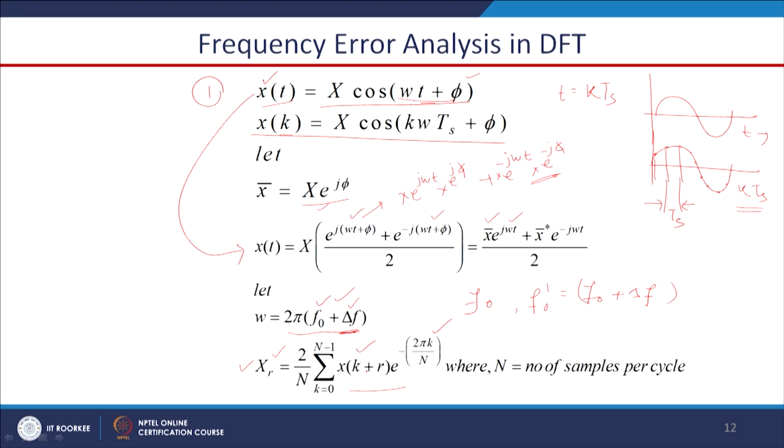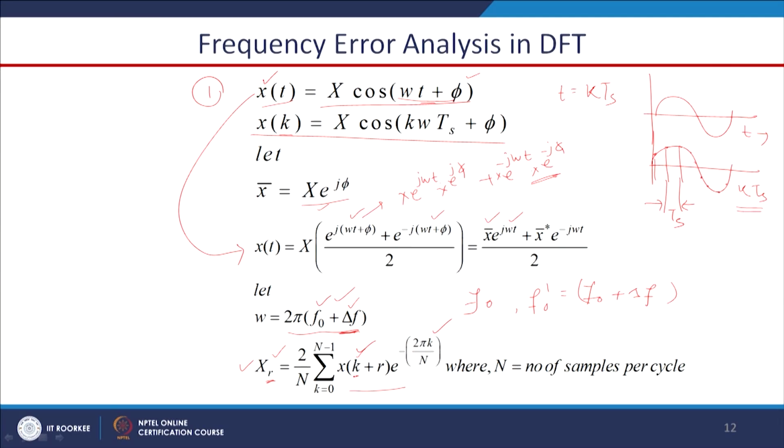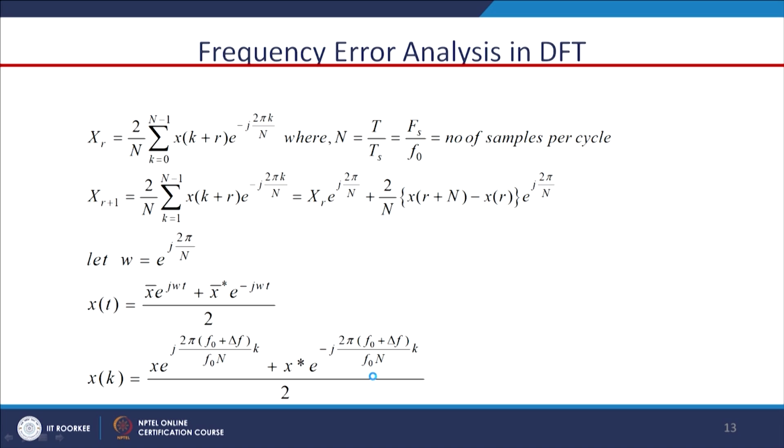Already we have discussed that capital N is the number of samples per cycle, but here this r stands for which window we are looking at: the rth window, r plus 1 or r plus 2 and so on. Now, what about this k? K is basically the sample position, as in the previous case with small n. So this k stands for the sample position and small r stands for the window position or window number.